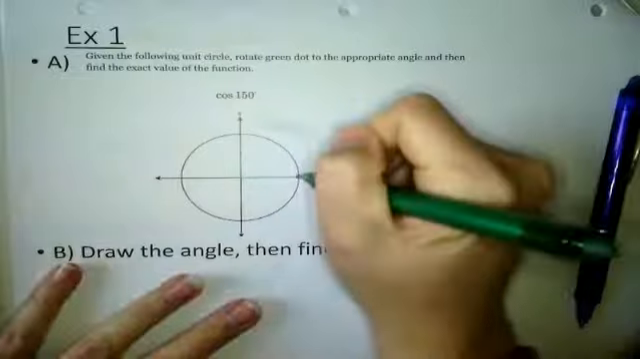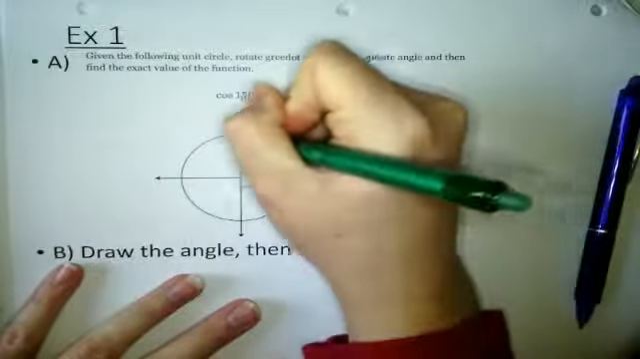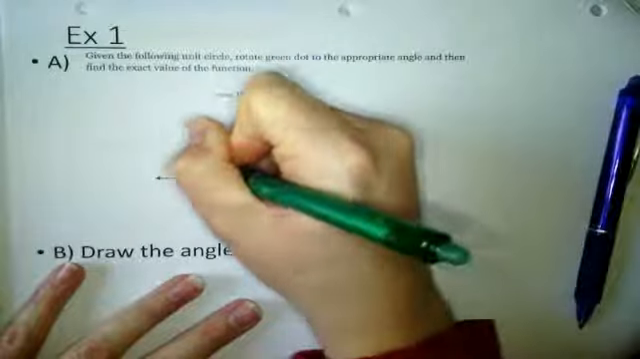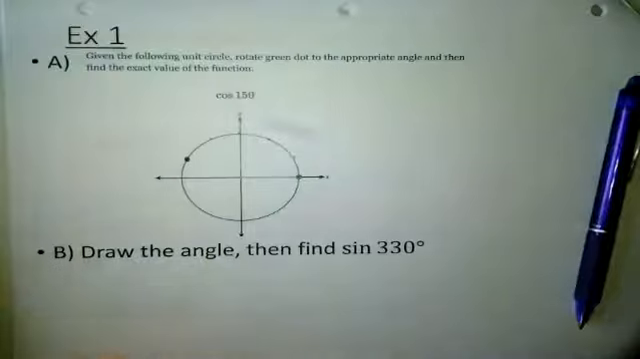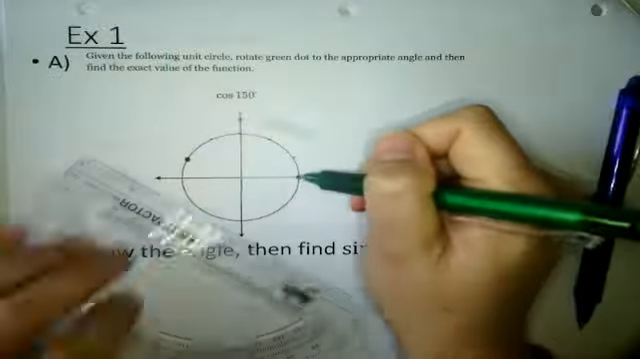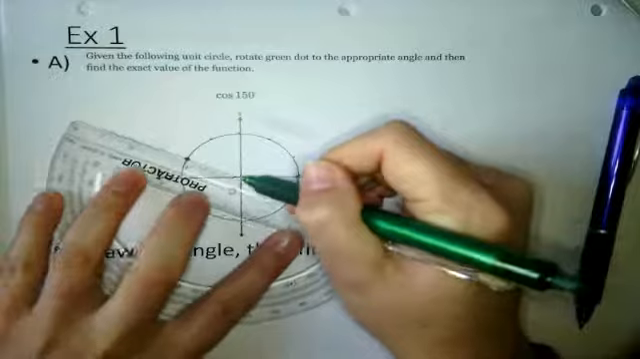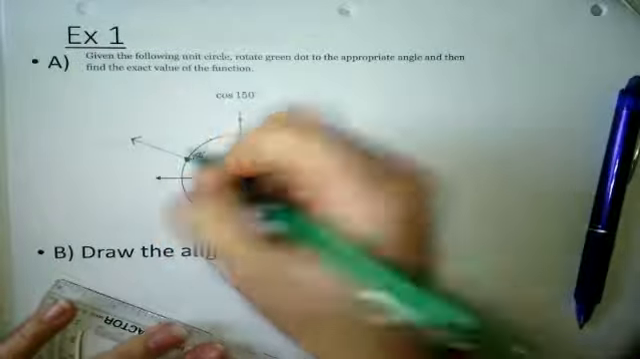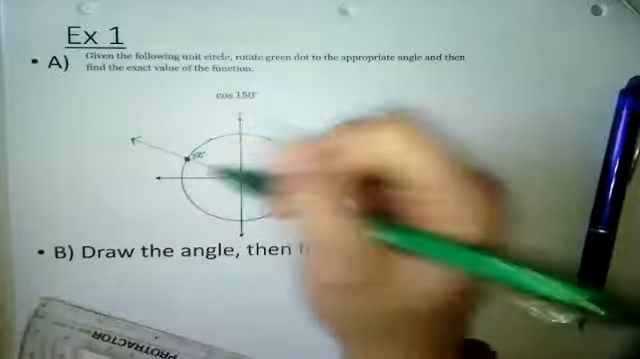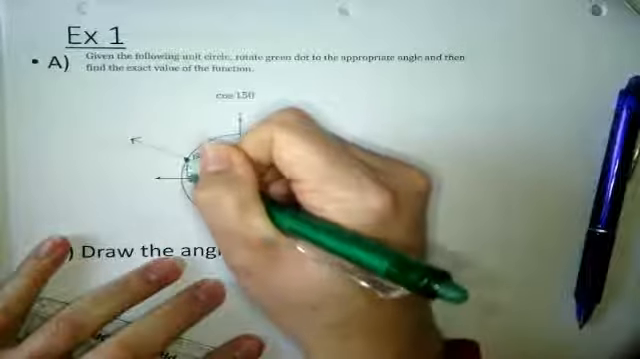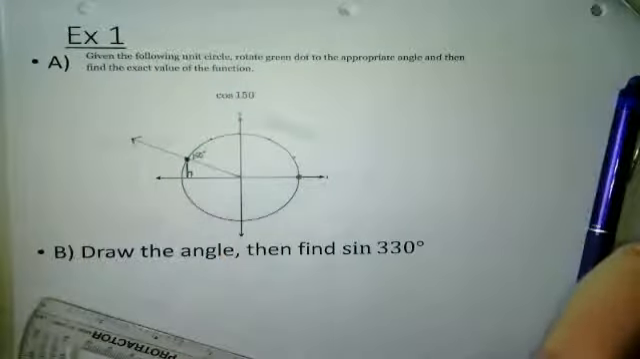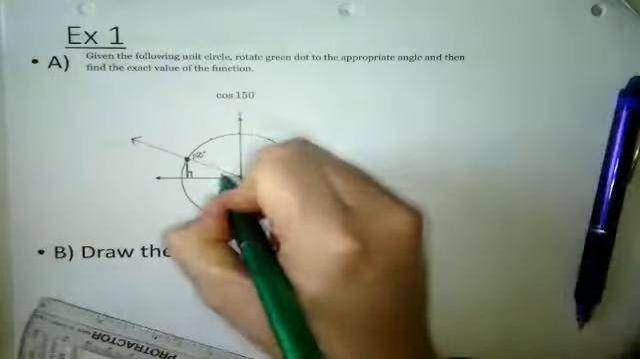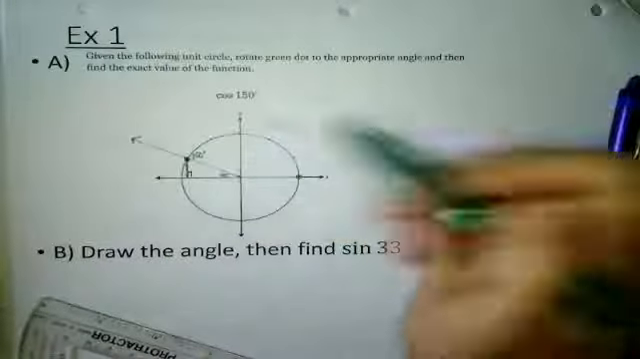150 degrees. So that would be 30, 60, 90, 120, 150. Lands about right here. So you would get to rotate that green dot. You click and drag it around till about 150 degrees, which is about right there. So there's our little 150 degree angle. And what we want to do then is draw our little triangle. Well, there's our little reference triangle, always to the x-axis, right? You drop your altitude.